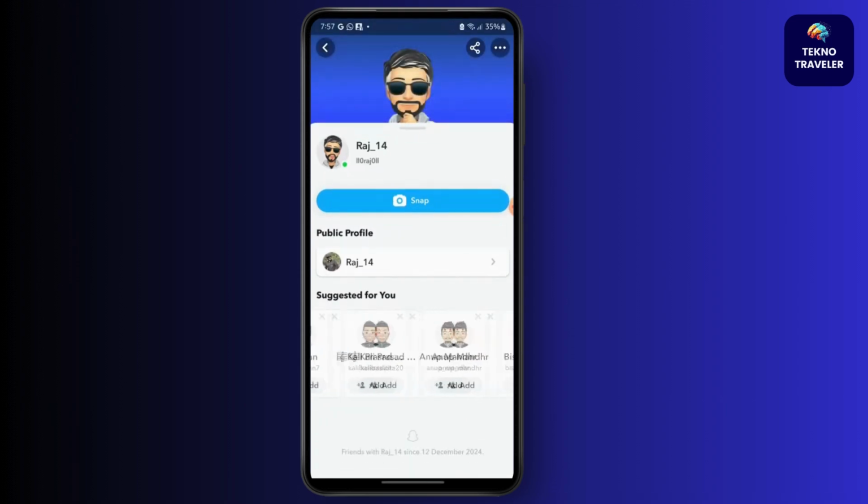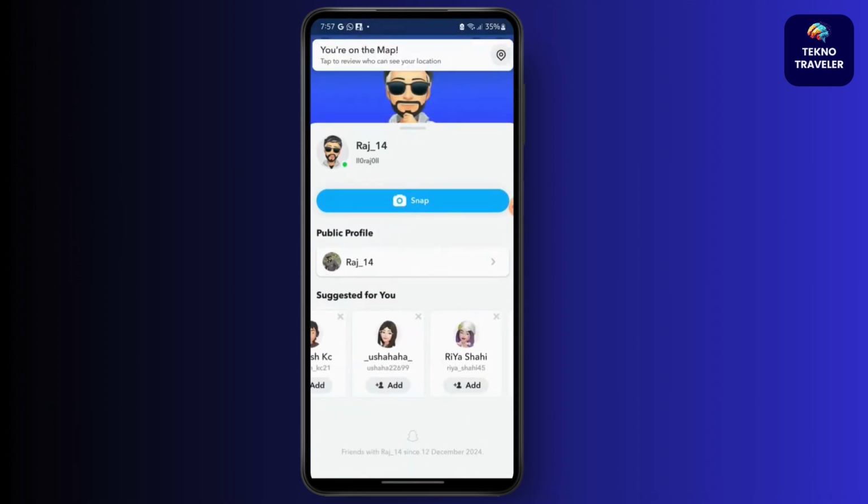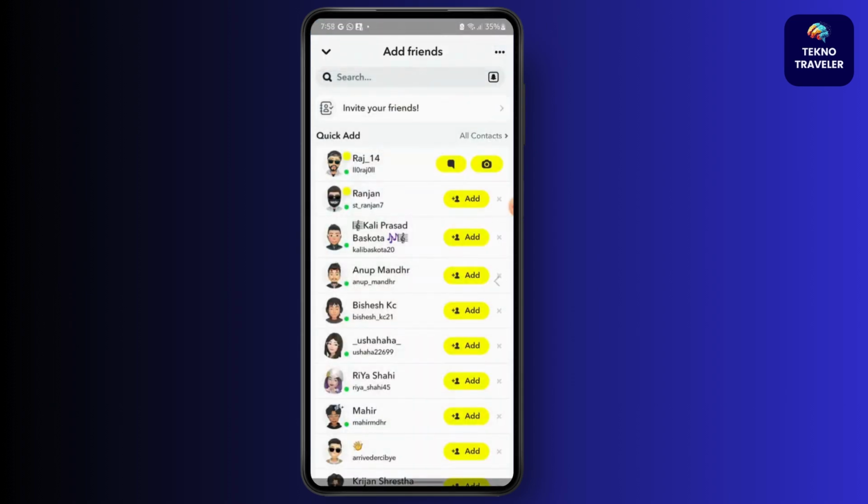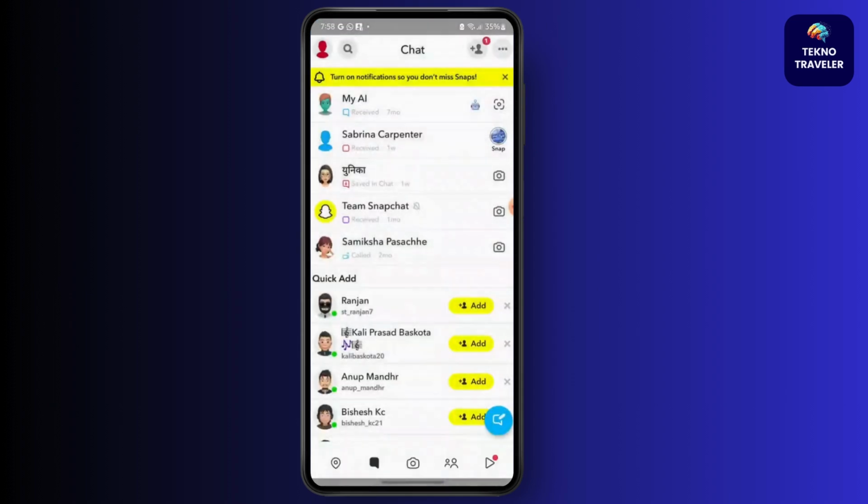after that other friends or other people will appear over here. So that means you will get a brief idea of other people that are added to that person.